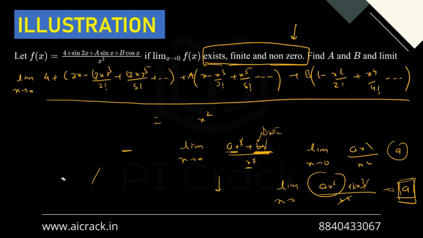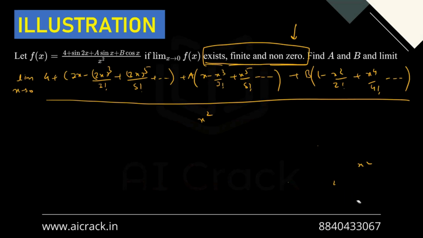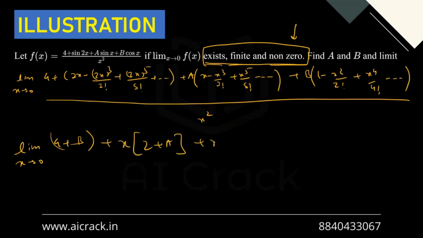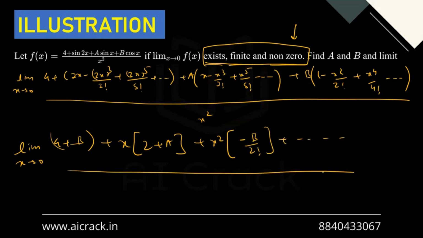Now that we have understood this, if we proceed with this one, limit x approaches 0, so the constant term over here is 4 plus b from here, right? And the linear term over here is 2x from here. If we write x over here, 2 from here and a from here, and I don't think we have other linear terms over here. Okay, if we talk about x square, then we don't have x square term over here, we don't have x square term over here, and we have minus b by 2 factorial over here. Okay, and then we have higher degree terms, divided by x square.